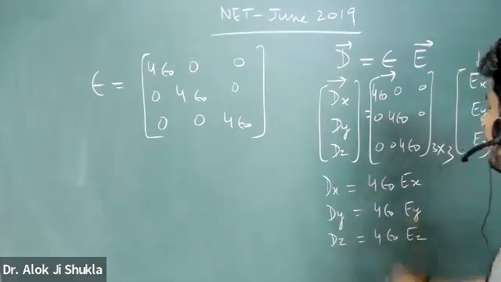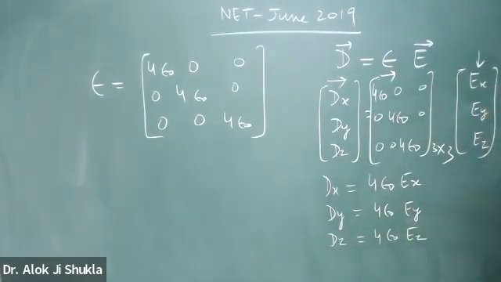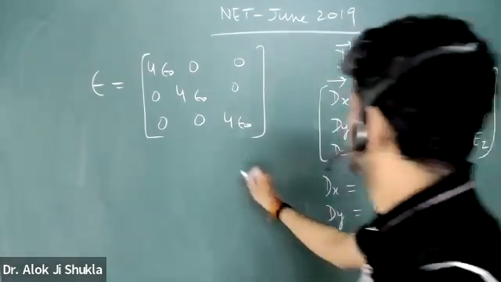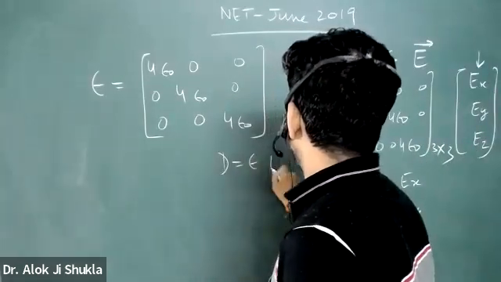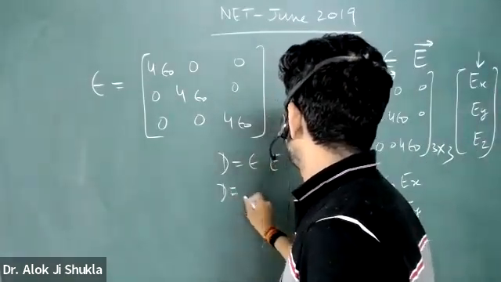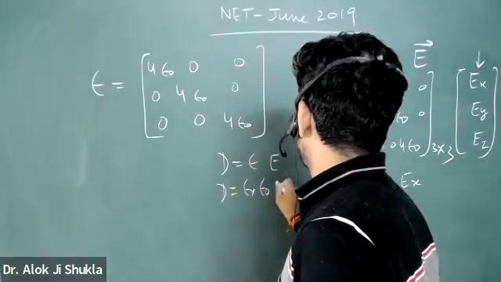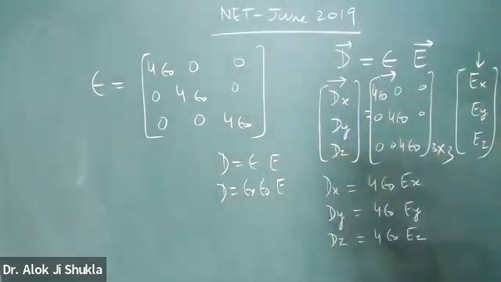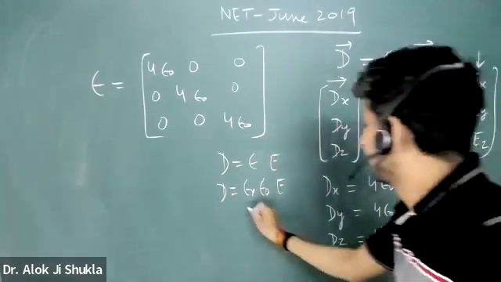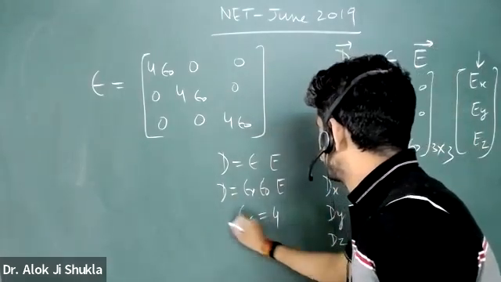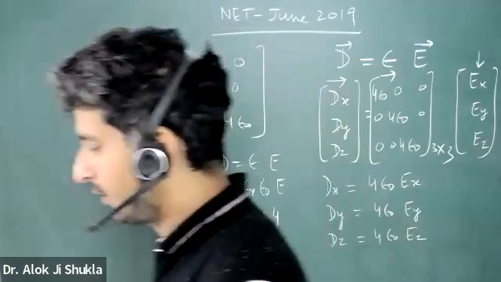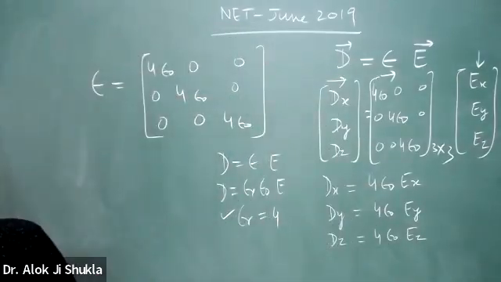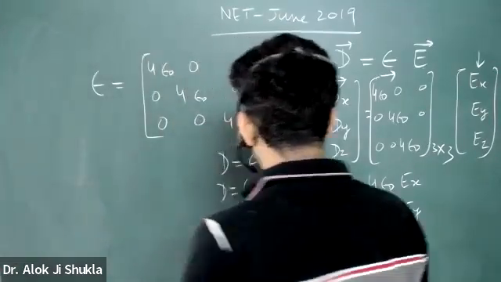तो बहुत आसान हो गया क्वेश्चन अगर आप ध्यान से देखो तो. D is equal to epsilon E. That means epsilon r epsilon naught E, correct? Yes, sir. What is epsilon r here? By chance. It is equal to 4. बोलिए भाई. Is it given? हैं? Yes or no?